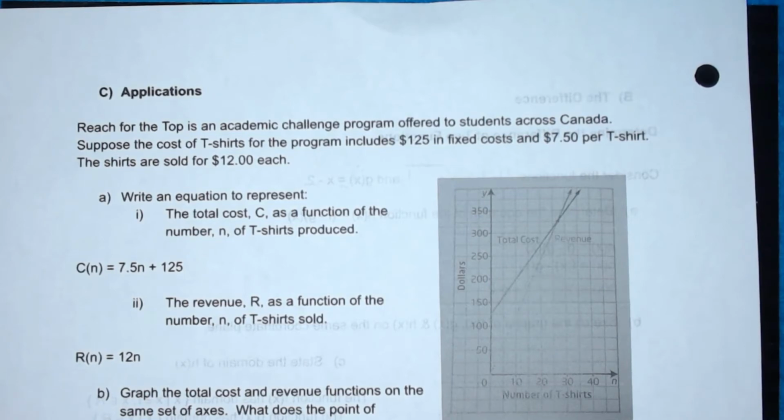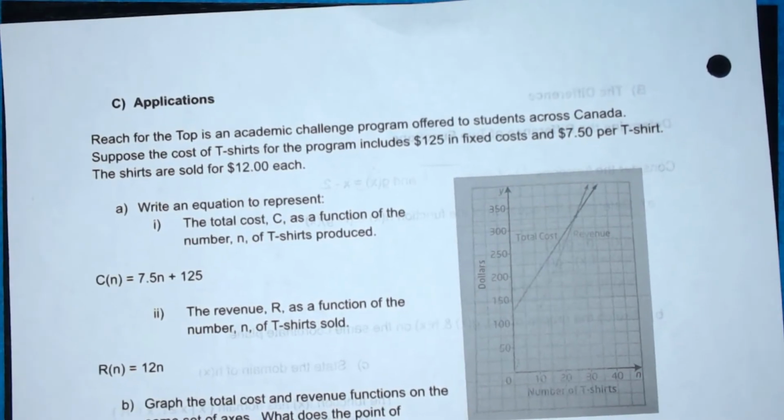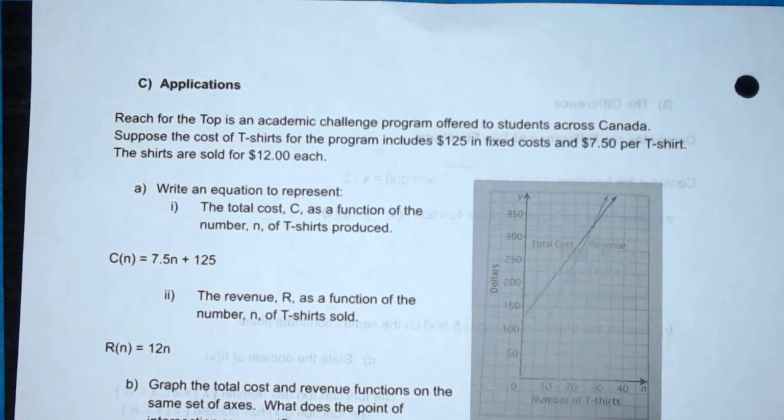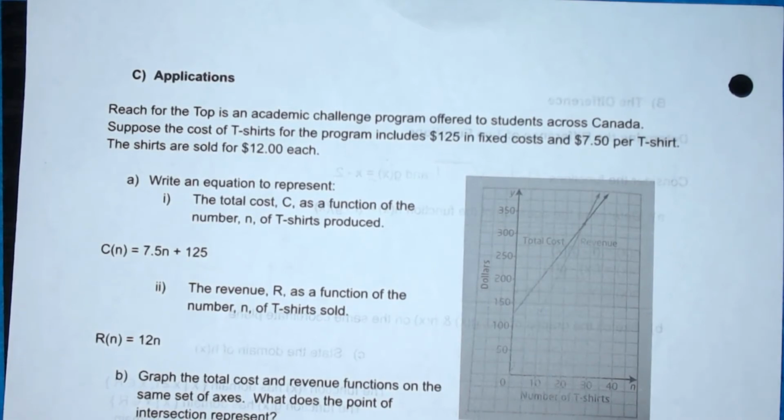Sometimes you might come across applications questions. Nothing really changes from what you did in the first two sections. All that's tossed in there is a word problem. So the word problem here, Reach for the Top, is an academic challenge program offered to students across Canada. It's like quiz night, basically. So suppose the cost for t-shirts for the program includes $125 in fixed costs. So that's like the cost to send it off to the printer, and then $7.50 per t-shirt. The shirts are sold for $12 each.